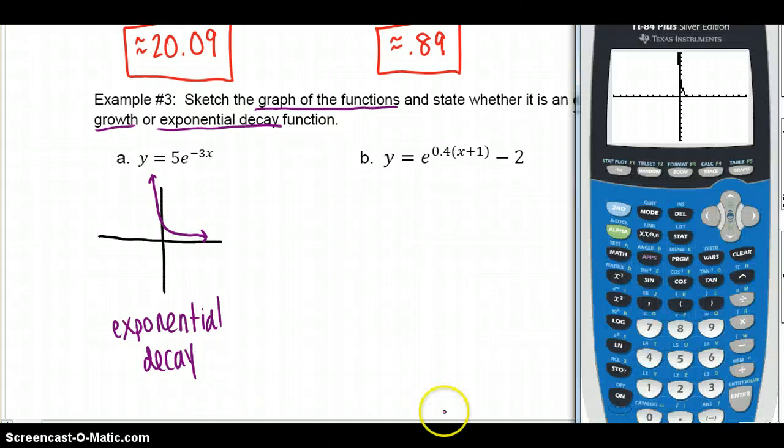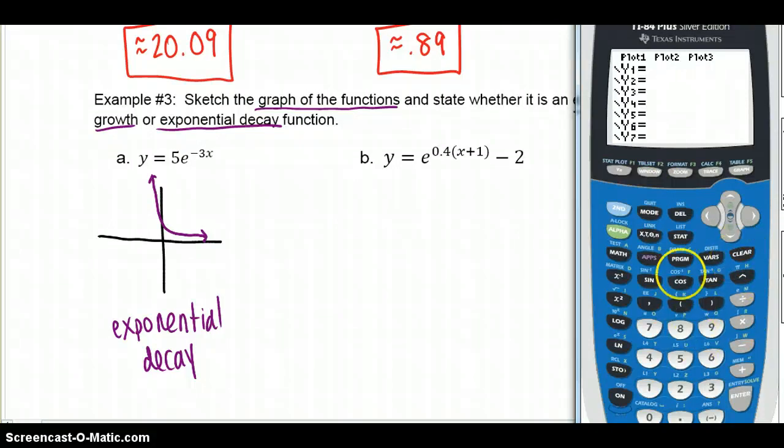Alright, for letter B, similar idea. We're going to go back into y equals, clear out this original equation, and type in our new one. So e to the, and I like to type it in exactly how I see it, so 0.4 parentheses x plus 1. Close those parentheses. Don't forget to close the extra set of parentheses around the whole exponent, and then subtract 2. And if I graph this, one's going to be a little easier to see.